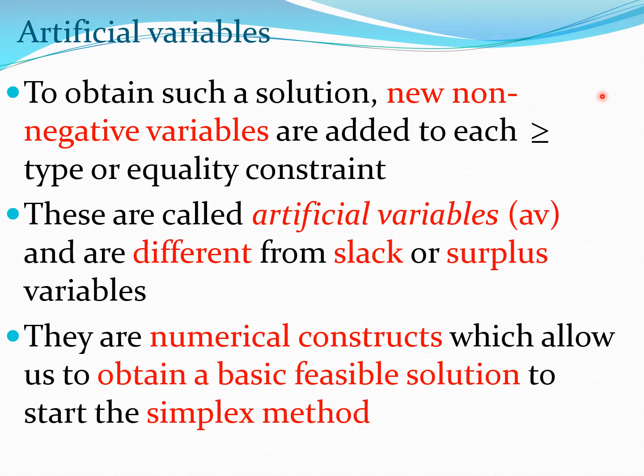Now, to obtain this starting basic solution, we add new non-negative variables to the greater than type of constraints or to the equality constraints. So we peruse the constraint equations and see whichever are greater than or equal to in sign, and we add these new non-negative variables to these particular equations or inequalities. These are known as artificial variables, which we shall call AV, and these are different from slack or surplus variables. These variables are essentially numerical constructs which permit us to obtain a basic feasible solution to start the simplex method. Once we start the simplex method, we can go back to the previous type of problem which we had.